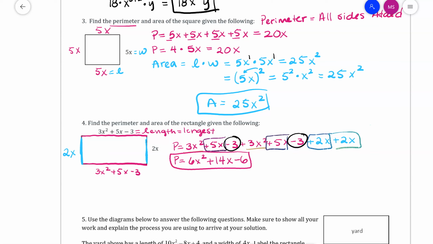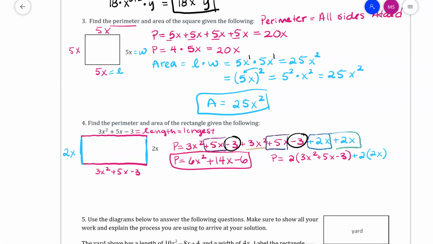All right. So the short way, we're going to utilize a little bit of poly operations. Instead of adding, we're going to incorporate multiplication. So perimeter equals, well, there's 2 sides of the length. So the length is 3x squared plus 5x minus 3. And there is 2 sides, so we're going to add that to 2 sides of the 2x, right? There's 2 of each sides.